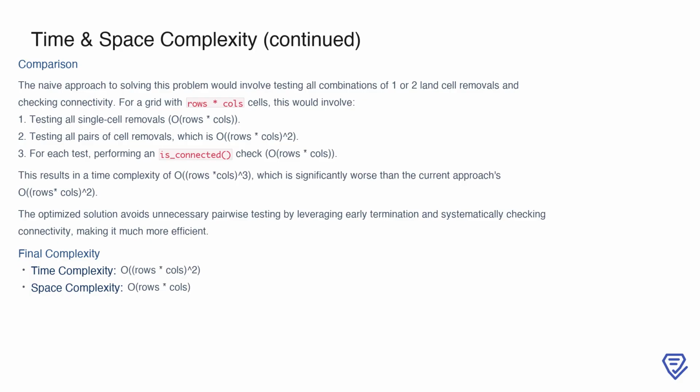By focusing on each land cell removal sequentially, it reduces the time complexity to O(rows * cols)^2. As a result, the final complexities for the optimized solution are O(rows * cols)^2 for time and O(rows * cols) for space.